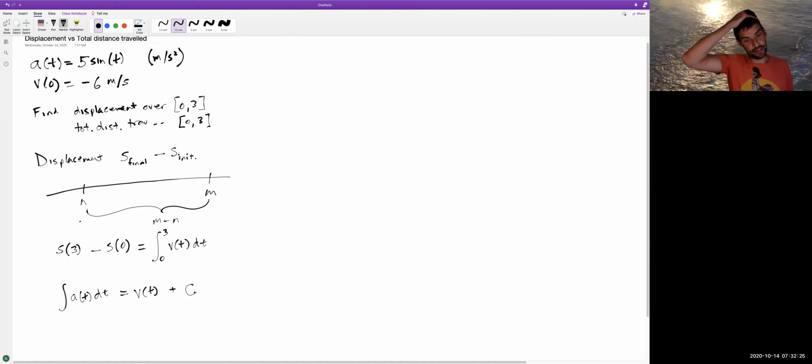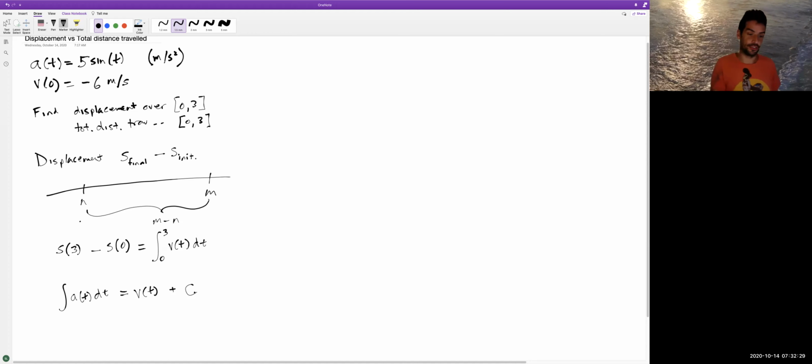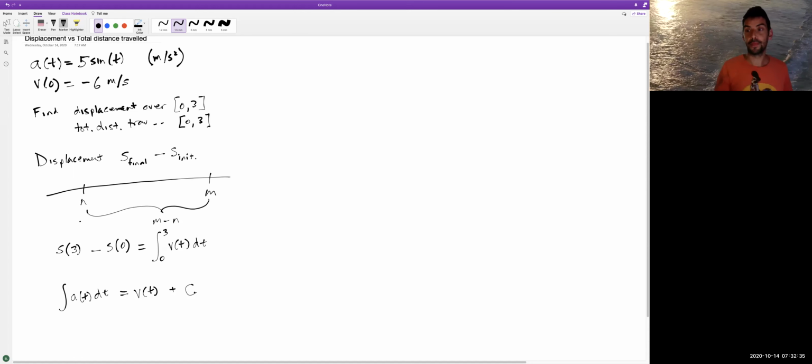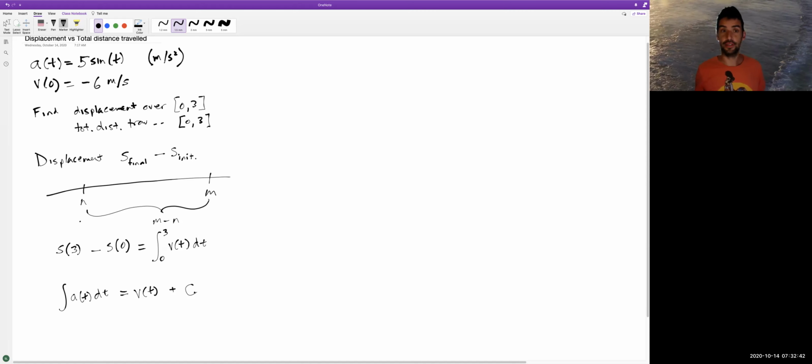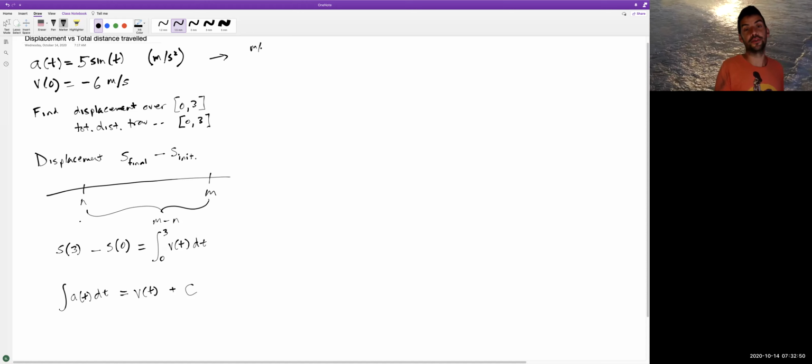So let's see why this makes sense. When we integrate, this is an antiderivative, but let's think if we were taking a definite integral of acceleration, we're adding up all these little pieces of acceleration times time, right? What does acceleration tell us? We write meters per second squared, but really what this is is meters per second per second.